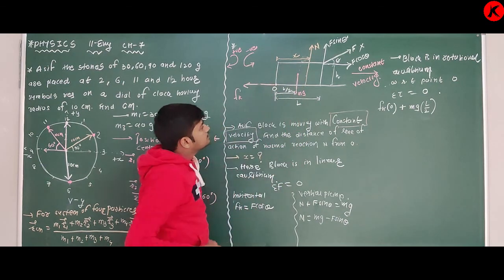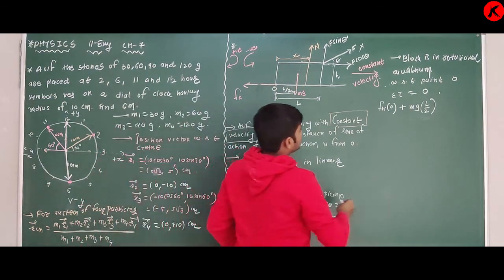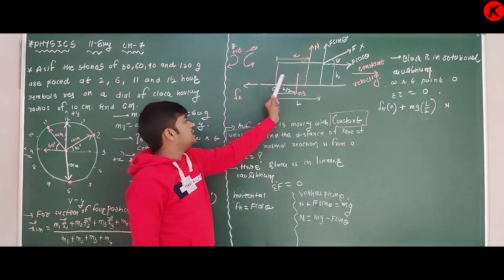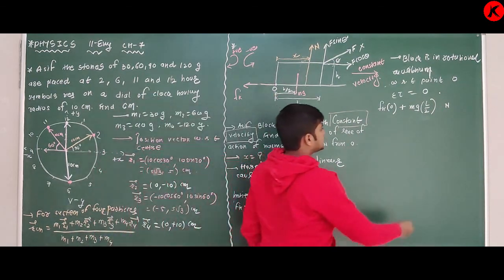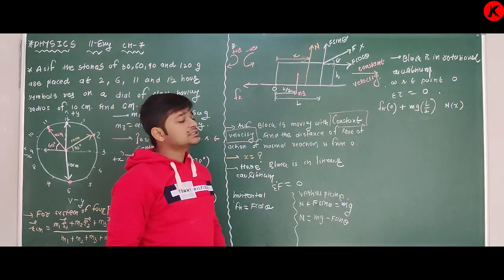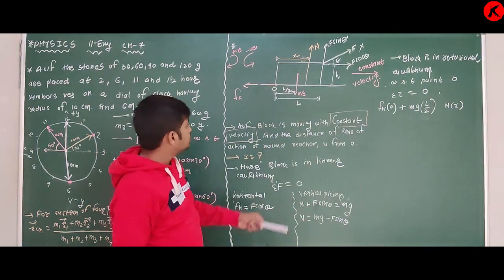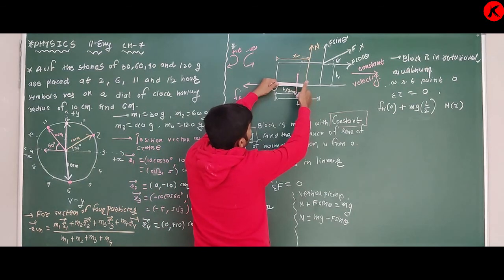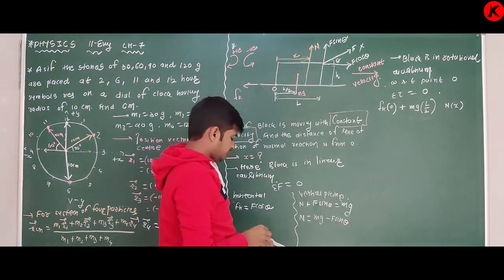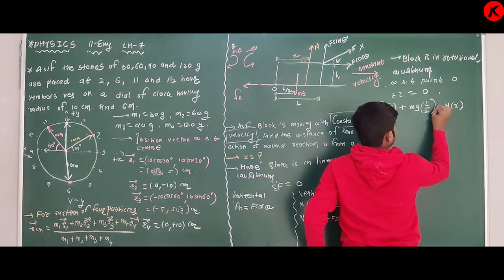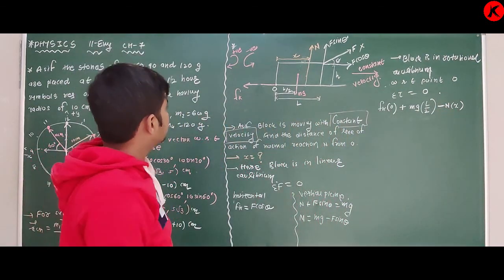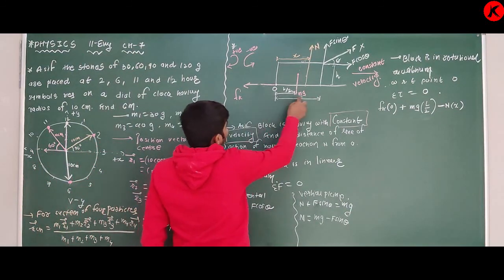Now N, normal reaction. What is the perpendicular distance of normal reaction from O? That we have assumed it is X. Now due to this torque, see, normal reaction is in upward direction. So like this, it will rotate in anti-clockwise direction, and anti-clockwise direction means sign negative. Chalo, Fk done, mg done, N done.